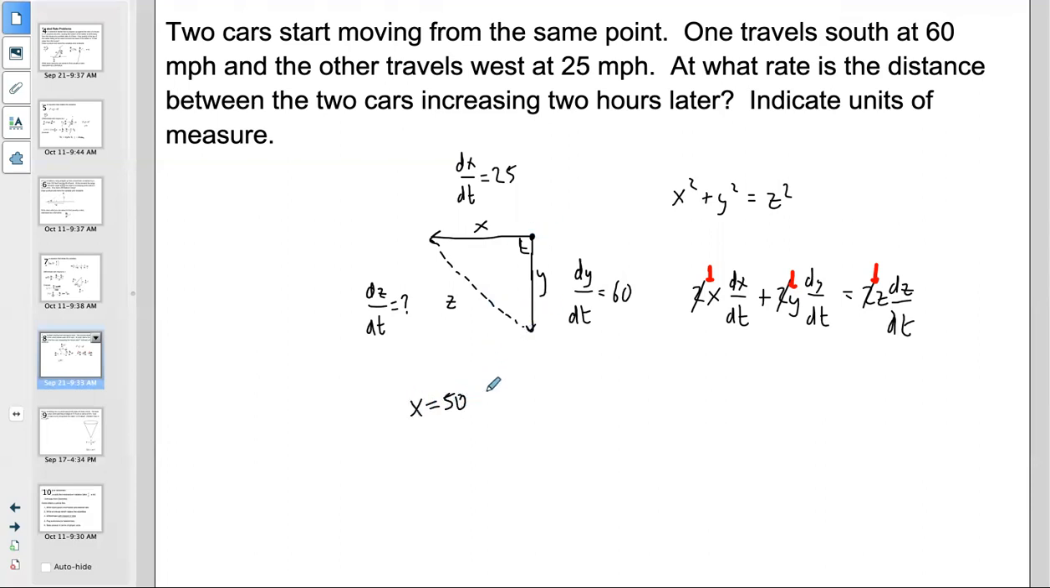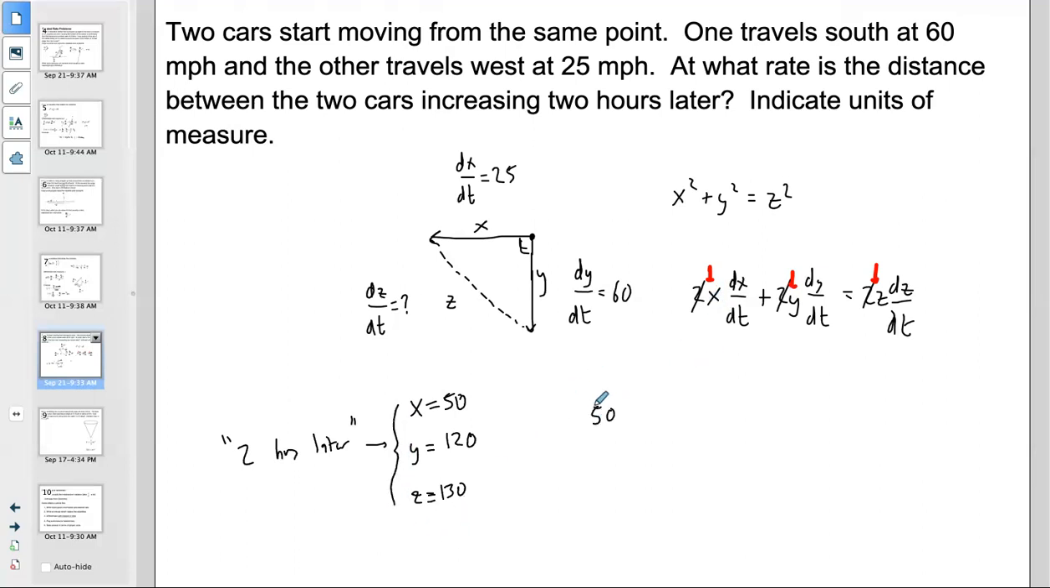By the very same logic, since the other car is going south at 60 miles an hour, its distance is 120, y is 120, and I can find z by using the Pythagorean theorem, and I'm pretty sure it's 130. This is a 5, 12, 13 right triangle. 2 hours later implies these three numbers.